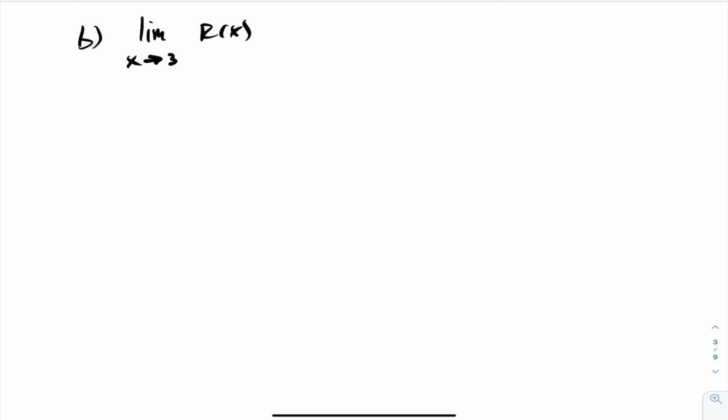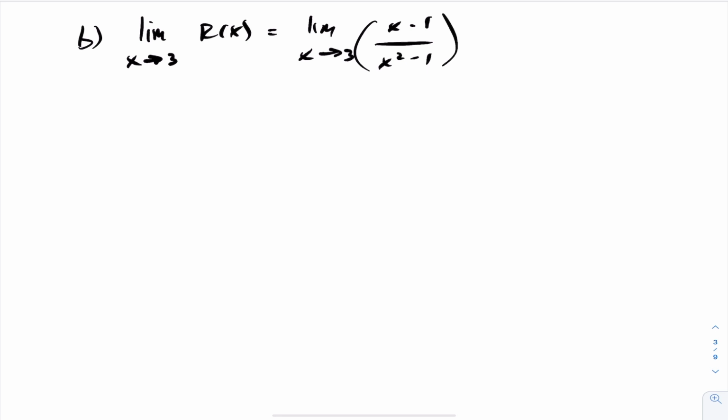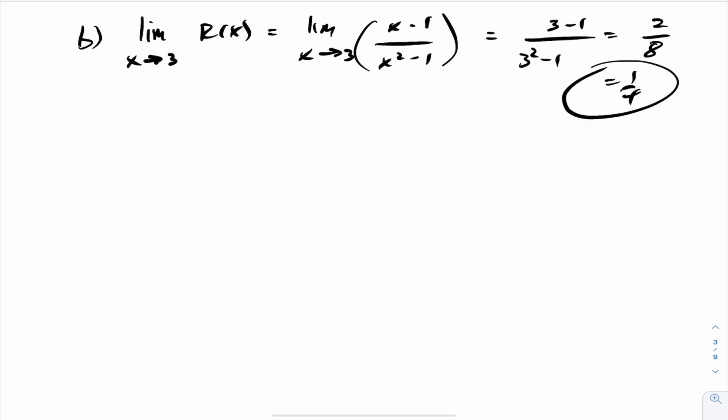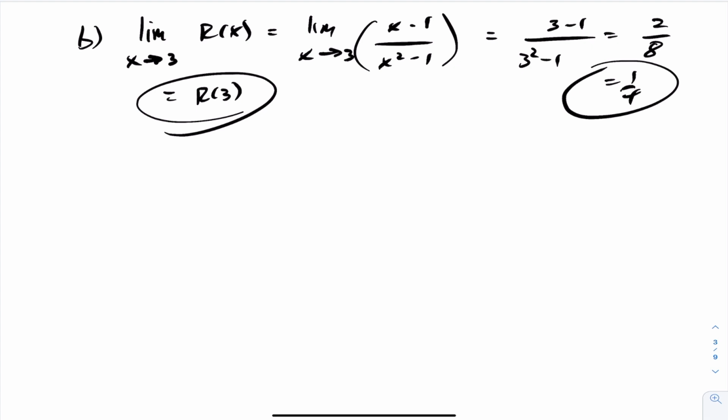So for this example here, we're taking the limit as x goes to 3. So this is going to be the limit as x approaches 3 of x minus 1 over x squared minus 1. In this case here, you take the limit of the top and bottom. We're going to get 3 minus 1 over 3 squared minus 1, which is 2 over 8, which is a quarter. So in this case here, the limit as x goes to 3 of r at x is going to equal r at 3. And the reason for that is, just to remind you again, the bottom, in this case q at 3, was non-zero. So because it was non-zero, I could sub in that value, in this case 3, directly and get my answer.